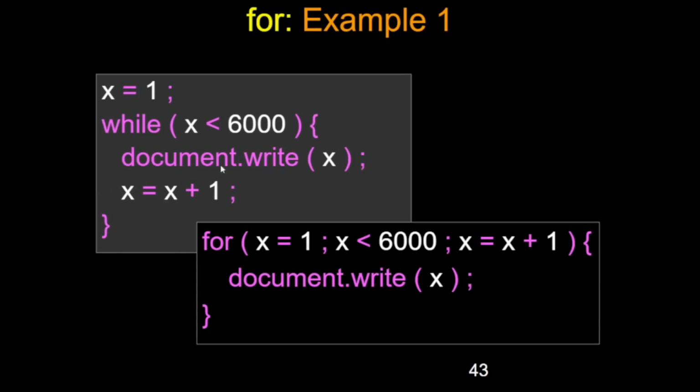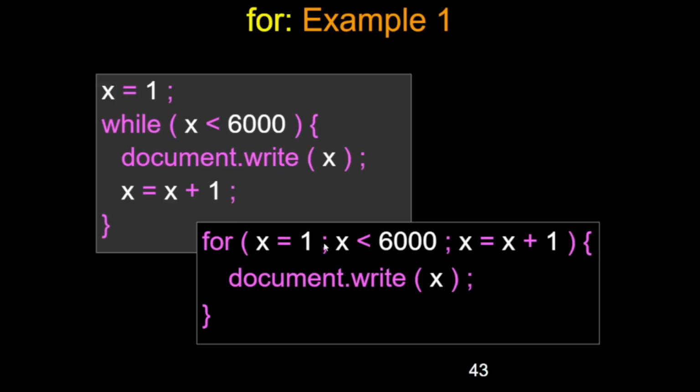Similarly, here are the three parts in the for loop, and here is the syntax of the for loop as well. We start by writing for, and in the round braces we first give the initialization expression, that is the control variable. What is the initial value of the control variable? We say x equals 1, because we have to start this loop from 1 and execute it till 6000. Then we put a semicolon, which means the end of the first part, the initialization expression.